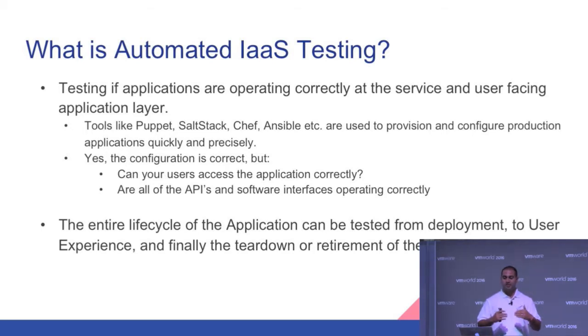So orchestrating these tests tests the user side, right? We want to make sure that the users can access the data, the users can access the services, and that's how you provide this testing and ensure that you have uptime and that you don't go down. The entire life cycle of the application can be tested from deployment, user experience, and finally the teardown or retirement of the application.